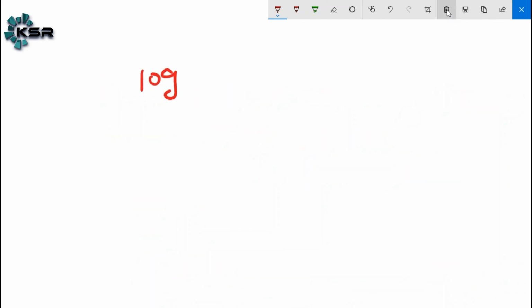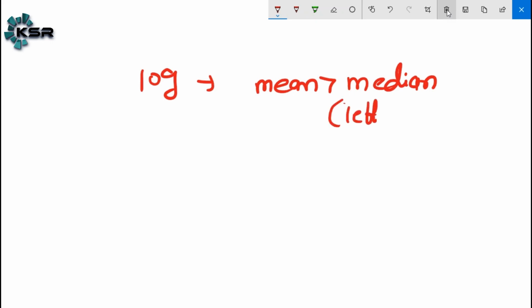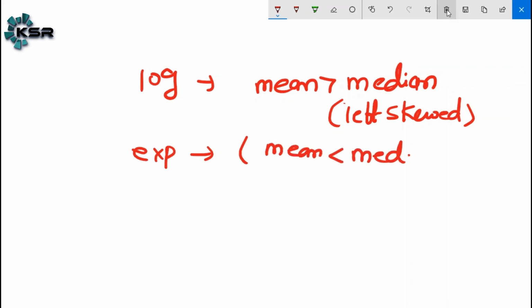Log transformation: if the mean value is greater than the median value, that is left skewed data. Mean greater than median means left skewed data, then we need to use the log transformation. Exponential: mean value is less than median, so that means right skewed. Median is greater, basically right skewed. Then we need to apply the exponential distribution.